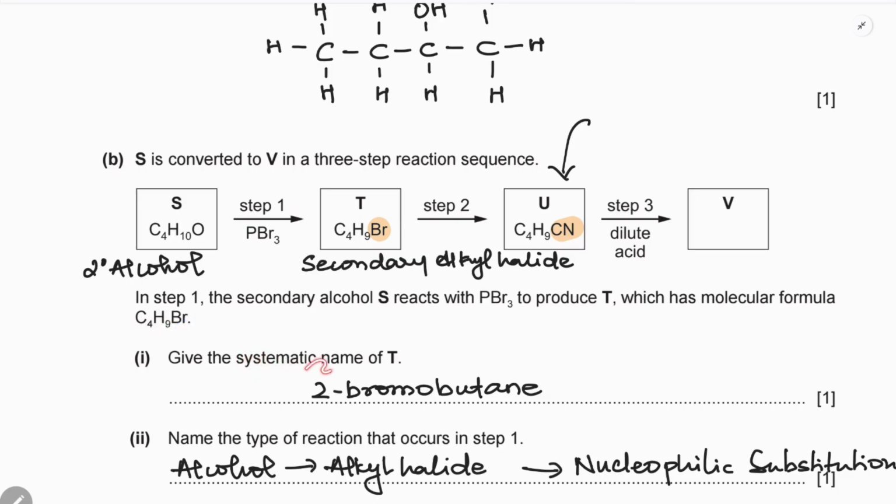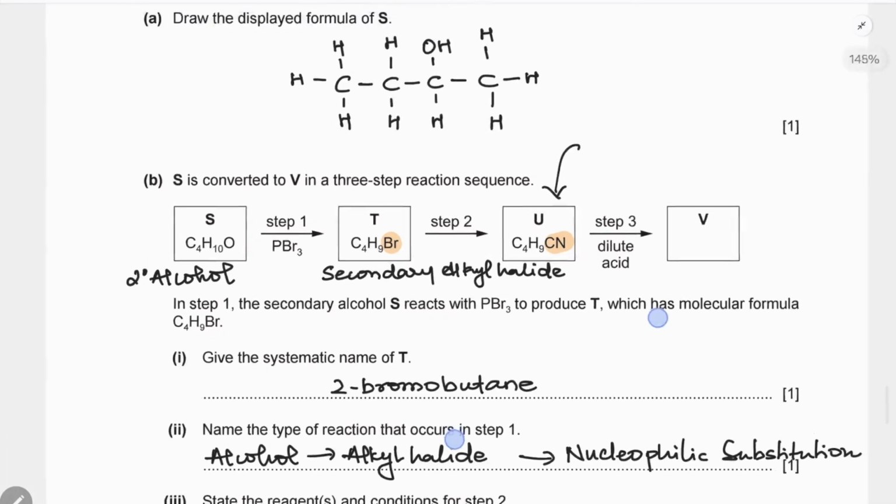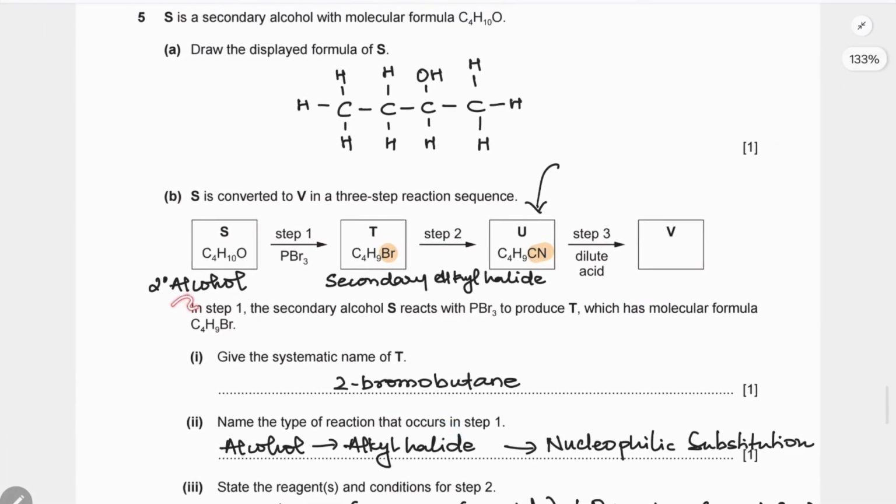C4H9Br. Give the systematic name of T. So as we have seen, it's coming from a secondary alcohol. If it's coming from a secondary alcohol, it will obviously form a secondary alkyl halide. So it's going to be 2-bromobutane. Why bromo? Because we are reacting with PBr3.